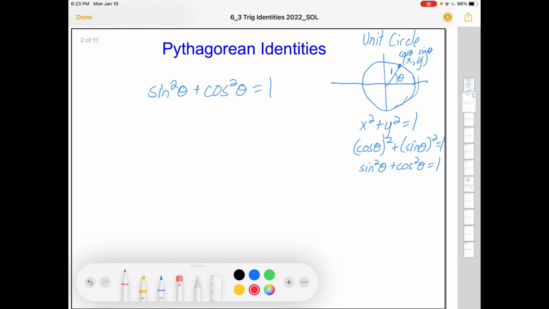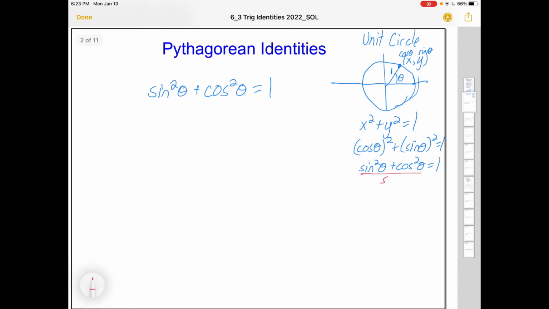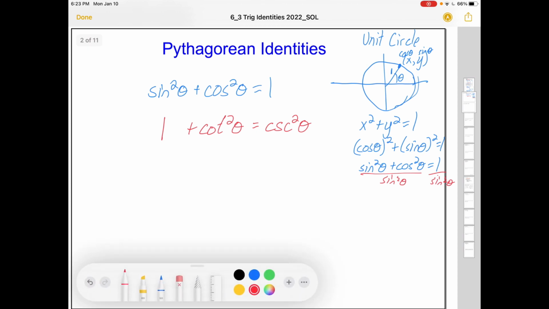You can come up with two alternate versions by dividing both sides by sine squared. So sine squared over sine squared would give you 1. Cos squared over sine squared would give you cotangent squared. And 1 over sine squared is the definition of cosecant squared theta. So there's just an alternate version of the same.